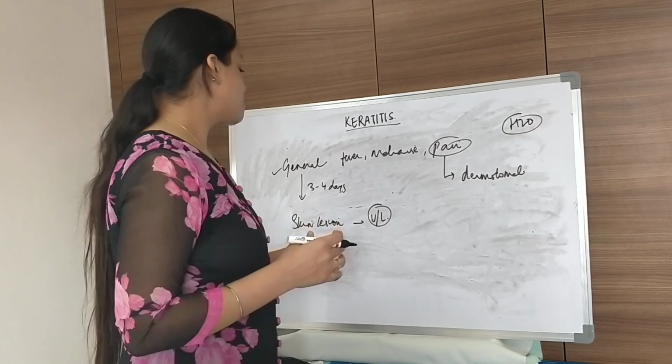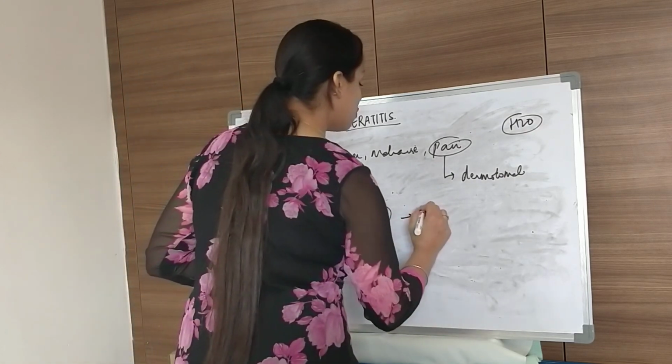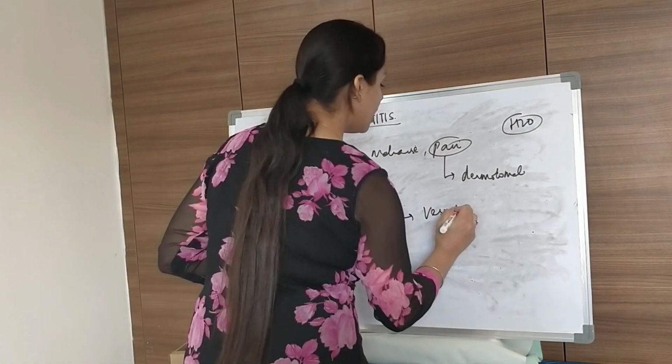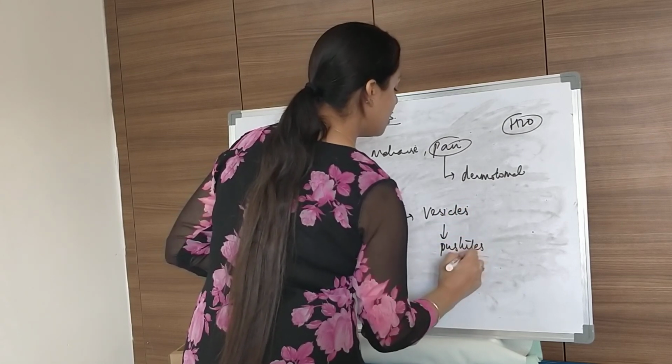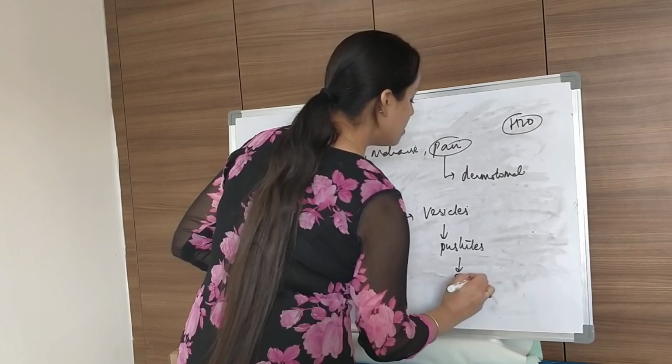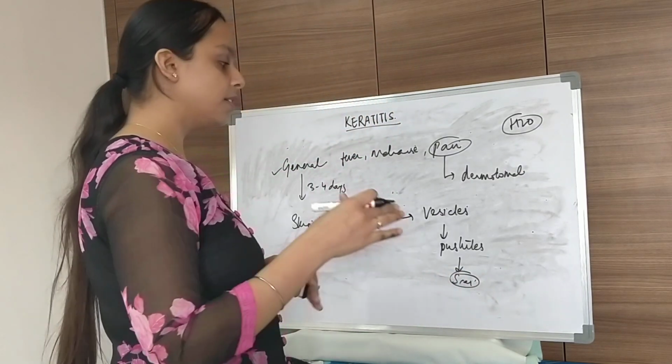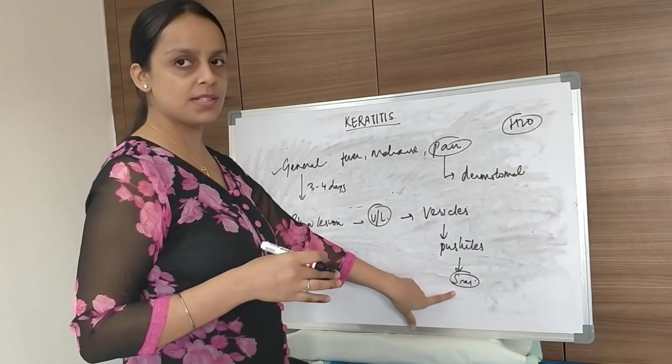So skin lesions will be unilateral. They will be in the form of vesicles. Then they will form pustules, and finally they will form scar tissue. And this scar will not heal, so it will be a permanent scarring.